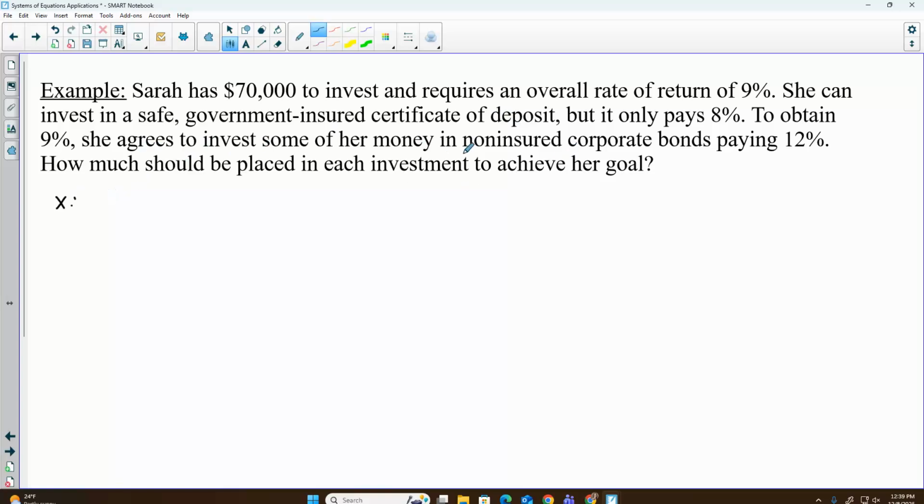You could also just label them by their percents. Either one is fine. So I'm going to say X is the amount at 8% or the certificate of deposit. Y is going to be the amount at 12% or in bonds. All right, altogether she has $70,000. So what would my first equation be?